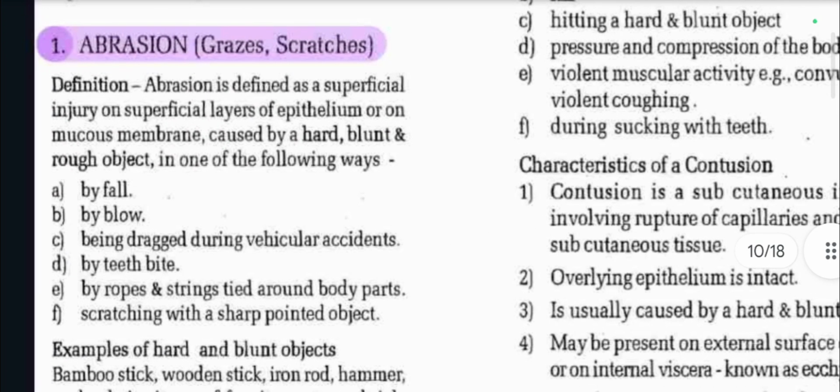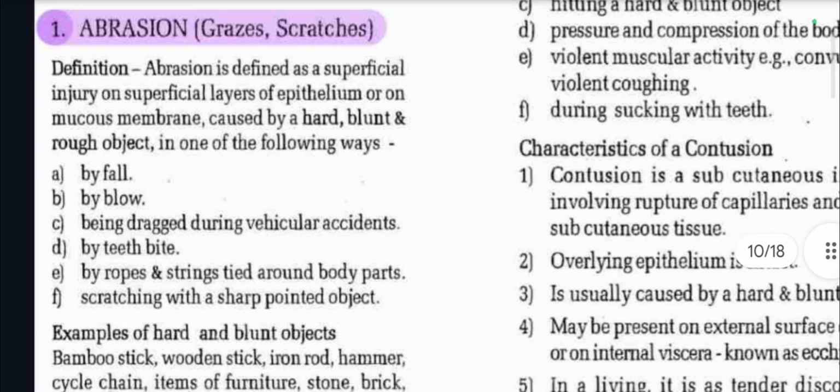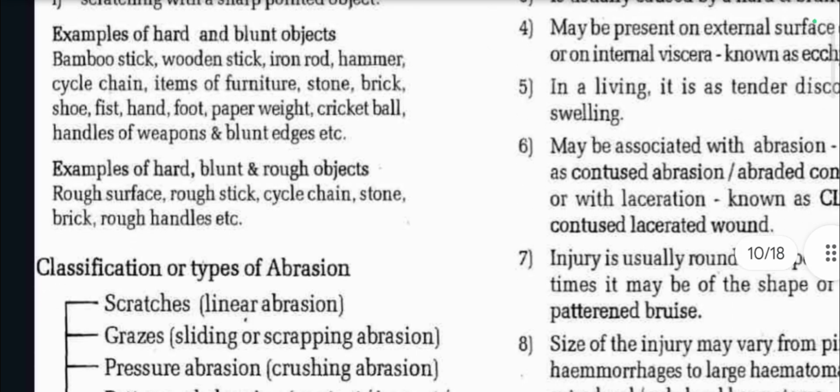Abrasion is also called grazes or scratches. It is defined as a superficial injury on the superficial layers of epithelium or on the mucous membrane caused by a hard, blunt and rough object in one of the following ways: by fall, by blow, by being dragged during vehicular accidents, by teeth bite, by ropes and strings tied around the body parts, or scratching with a sharp pointed object. So these are the ways in which abrasion can occur.